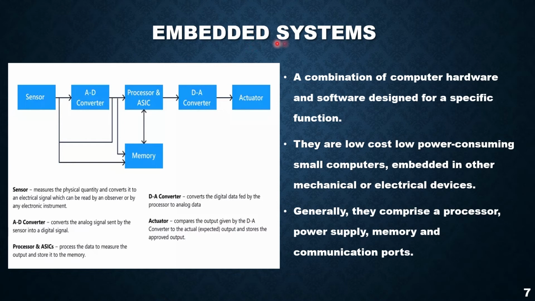An embedded system is a combination of computer hardware and software intended to do a specific function. Embedded systems are low cost, low power consuming small computers embedded in other mechanical or electrical devices. Generally, an embedded system comprises a processor, power supply, memory and a communication port.